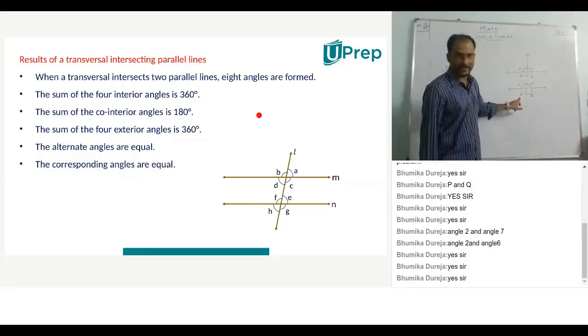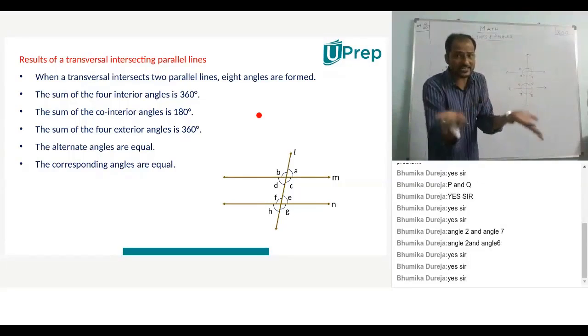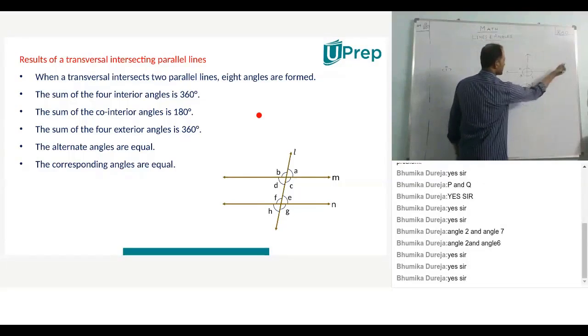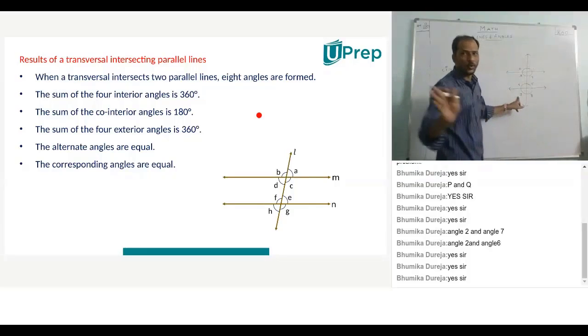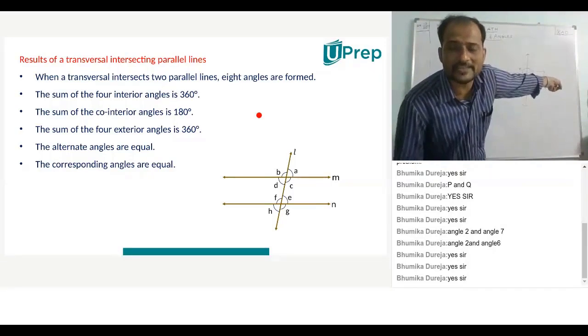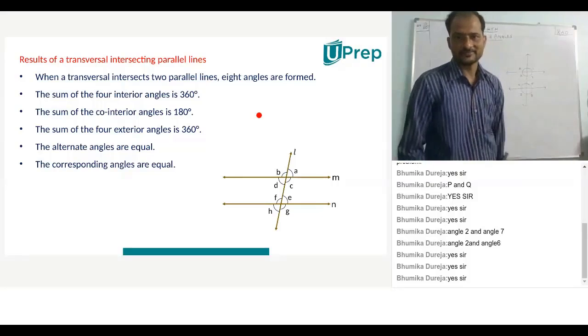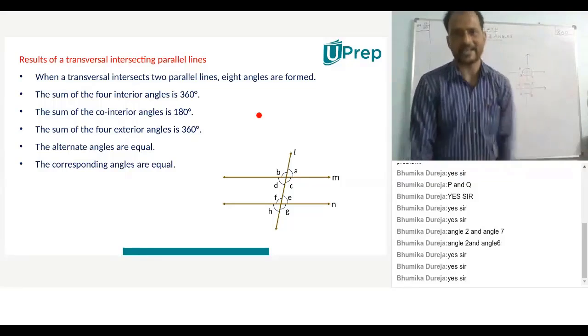1 and 7: 1 is exterior, 7 is exterior. They lie on either side of the transversal, because 1 lies this side and 7 lies this side. Are they adjacent angles? No. So 1 and 7 are alternate angles. As they are exterior, we call them alternate exterior angles. If both are exterior, they will be called alternate exterior angles.